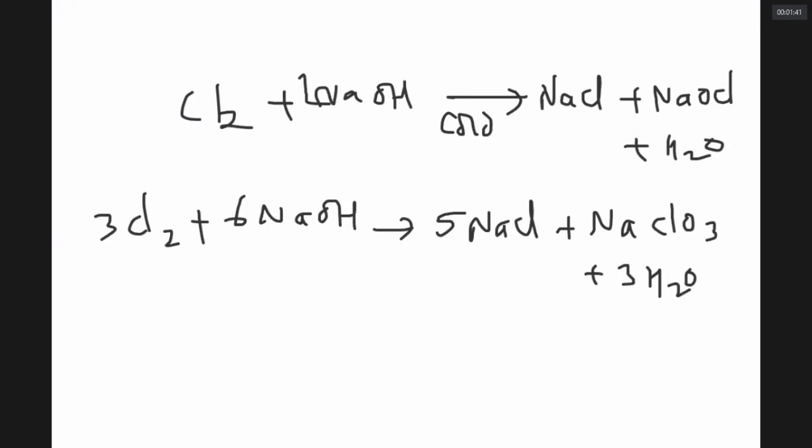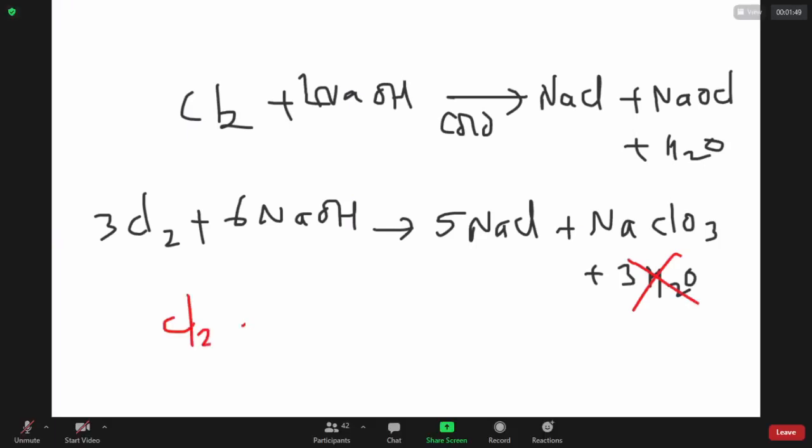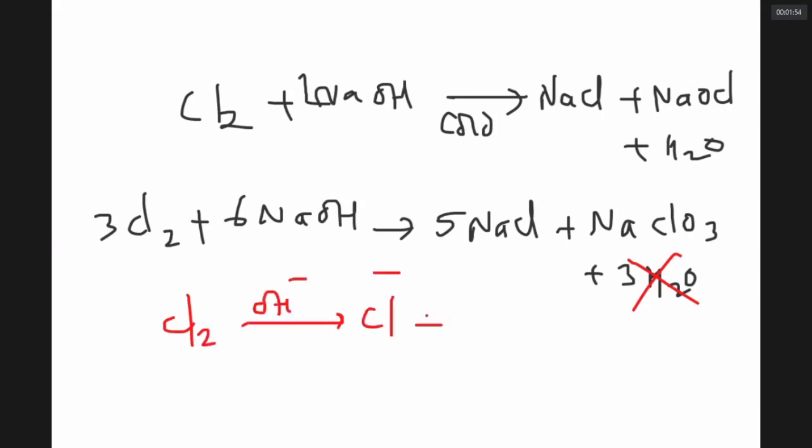In an ionic equation, we don't write water. We write it as chlorine, in the presence of OH minus, undergoes disproportionation to give Cl minus and ClO3 minus. Only this much you write in ionic equations. You might have learned how to write and balance ionic equations in your physical chemistry course. That's the important intermediate question. You can expect it for 4 marks.